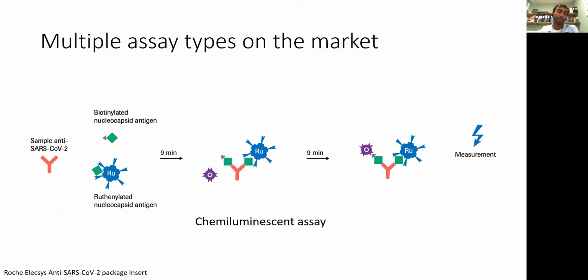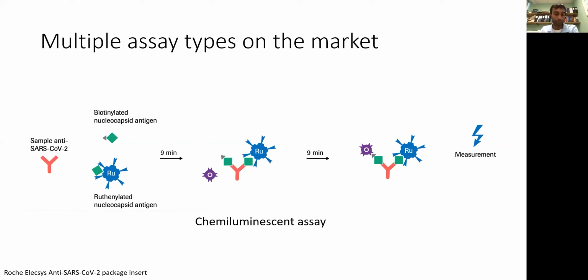Again, a patient sample containing antibodies to SARS-CoV-2 is added to a suspension that contains antigens from the virus, in this case, the nucleocapsid antigen, in two forms. One form of the antigen is bound to a ruthenium molecule, and the other one is bound to biotin. After a period of incubation, magnetic beads that are coated in streptavidin are added to the sample, and any antibody that is bound to nucleocapsid that has the biotin on it will bind the streptavidin-coated magnetic bead.